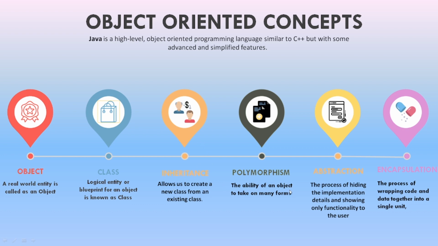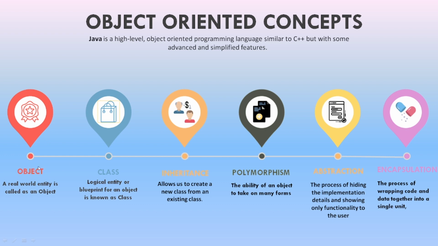Next is polymorphism. The ability of an object to take many forms is known as polymorphism. Abstraction, the process of hiding the implementation details and showing only the functionality to the user is known as abstraction. The sixth one is encapsulation. The process of wrapping the code and the data units together in a single unit is known as encapsulation, just as your capsule. So let us see the forms one by one.